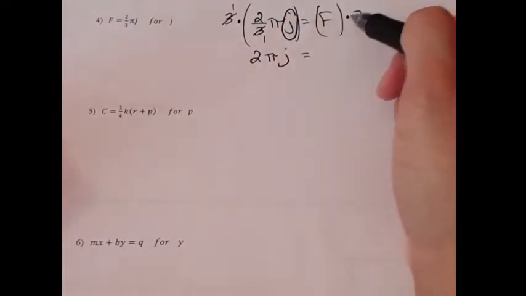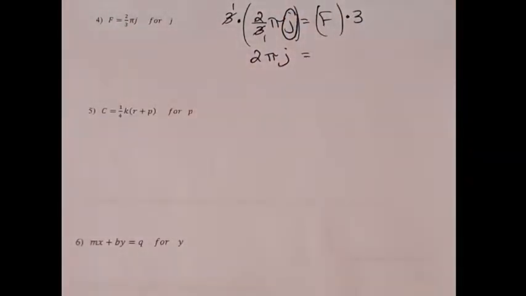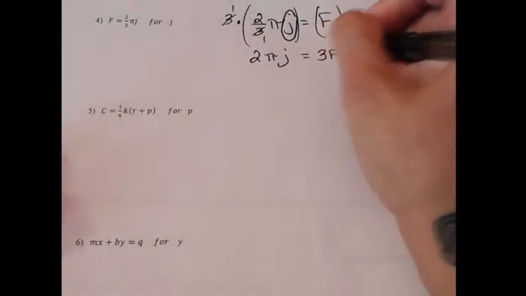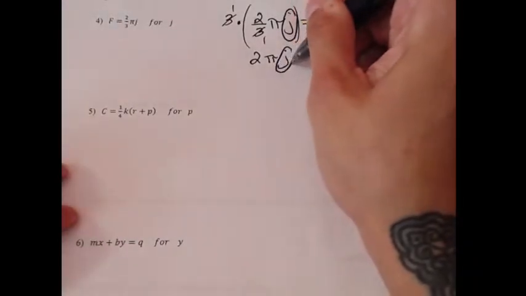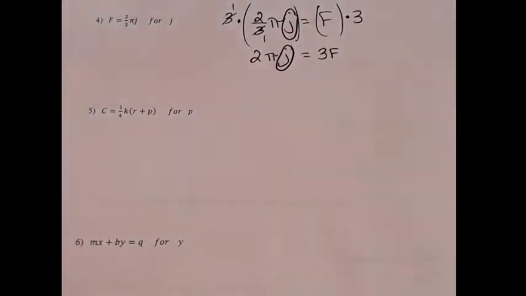And then we have f times 3. Please don't write f3. That's just weird. You want to write it coefficient variable. So this should be 3f. We just fixed the order. Coefficient variable. Okay, I'm going to circle j again, because I want to get j by itself.